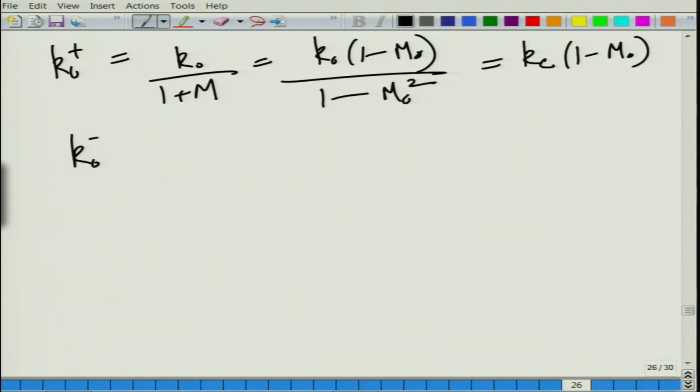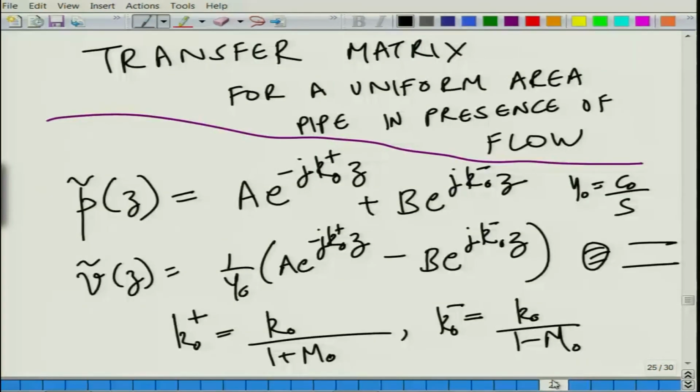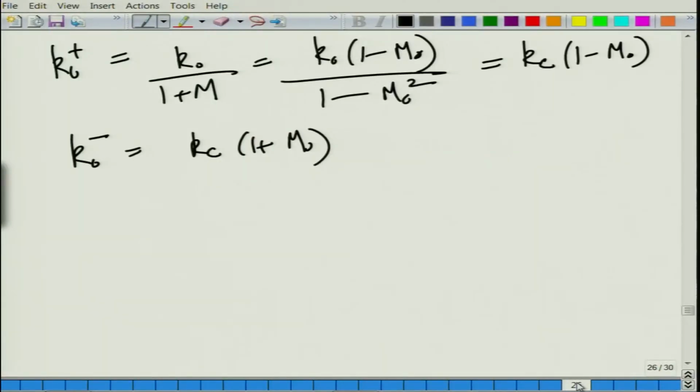Similarly, K naught minus can be written as 1 plus m naught. So, all these things will apply, and then under such a situation these two equations that we have, this one and this one, can be written perhaps in a little bit cleaner form.